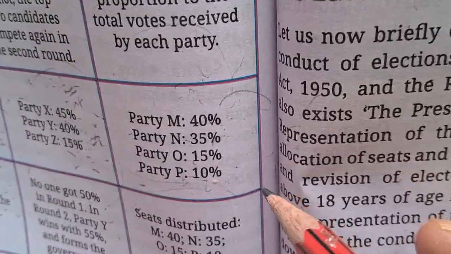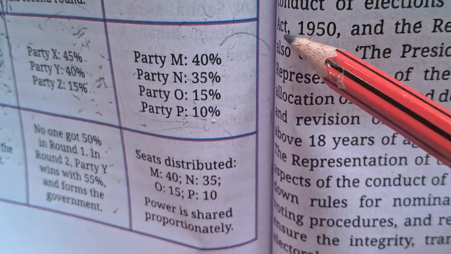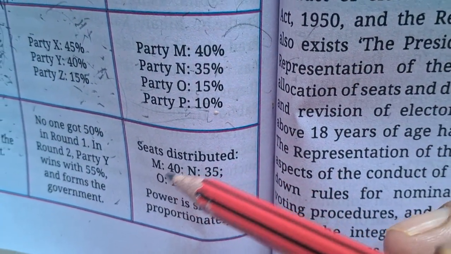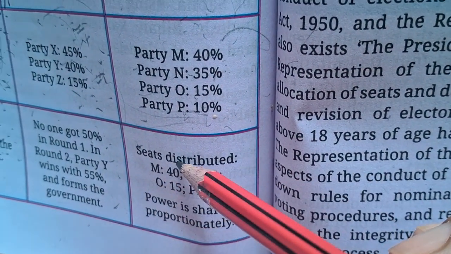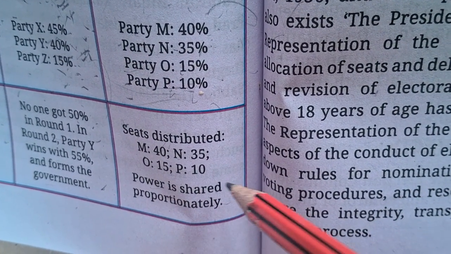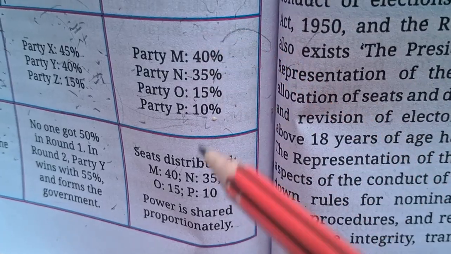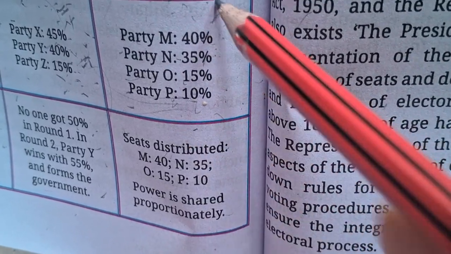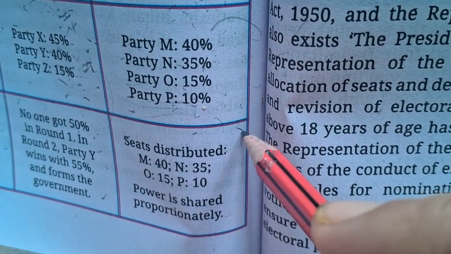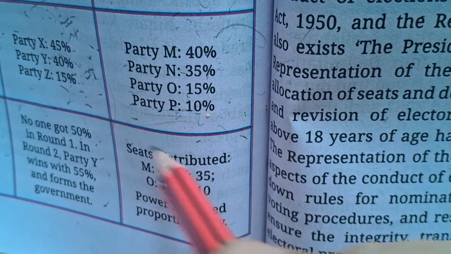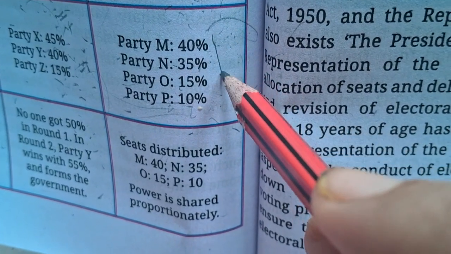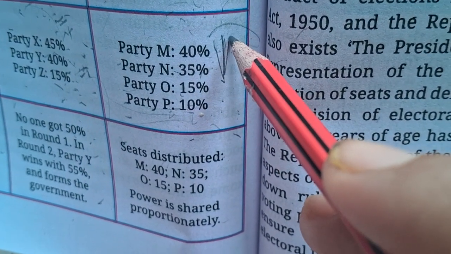Okay, let's see, no problem. Here also party M, party N, party O. Okay, there are different party names. You can see seats distributed. M party 40 and 35. Power is shared proportionally. So yes, power is shared proportionally, but who will form the government? That is where the percentage or the reason comes in, that they will make the coalition. Okay, this 40% and 35, these two parties can make the coalition government.